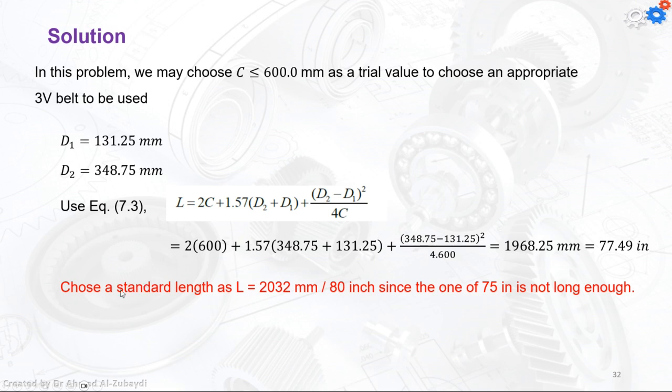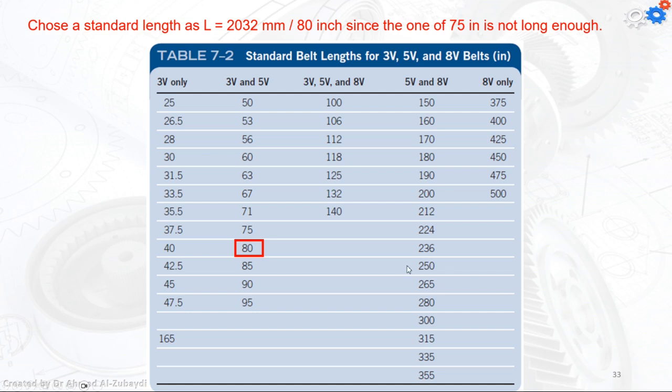I'm going to choose the standard length as L equal to 2032 millimeters or 80 inches, since the 75 inches is not going to be long enough. So we use the 3V. None here is going to be compatible. 75 is not enough. We are going to choose the 80. So this will be the standard length we are going to have.